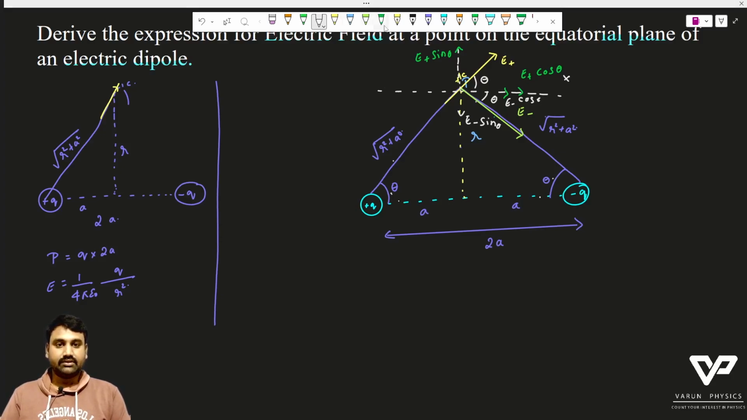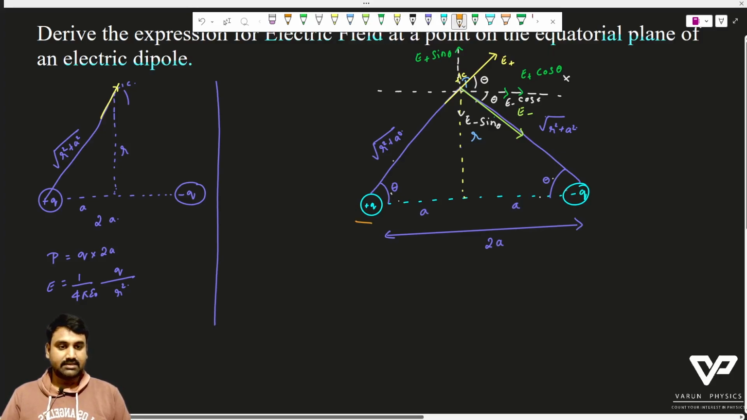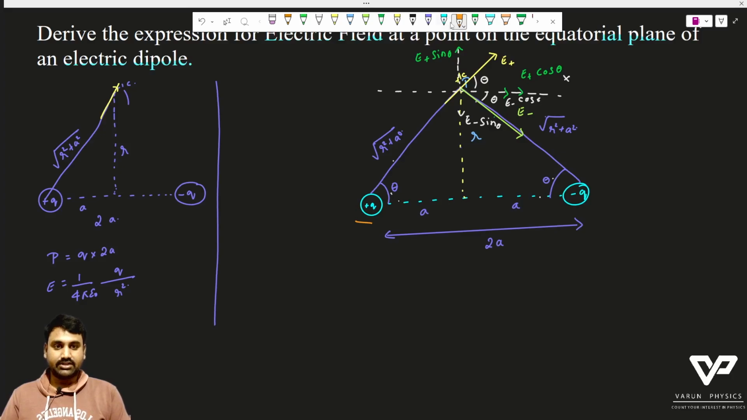See, a few things we can observe orally, just by looking at this. We have plus q and minus q. The magnitude at this point is the same and the distances are also the same. Therefore, E plus must and should be E minus. That we can also derive and check.